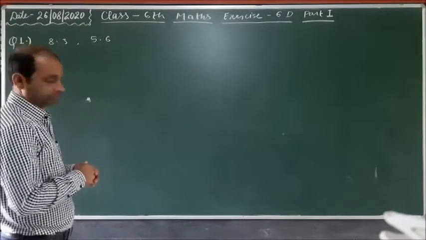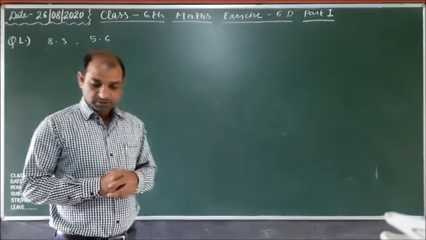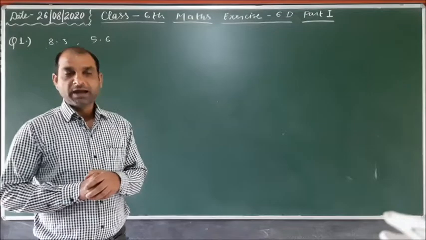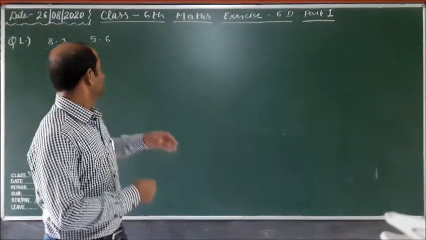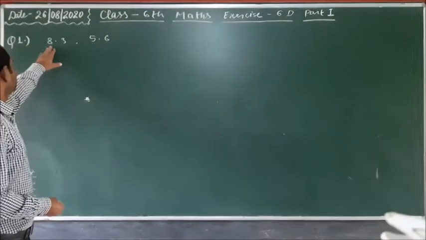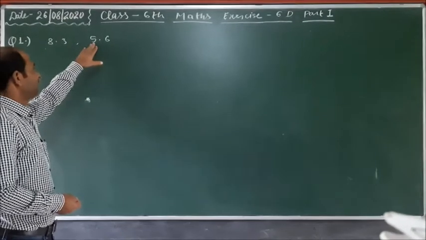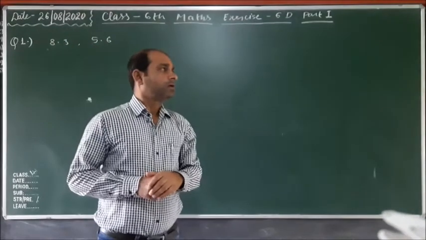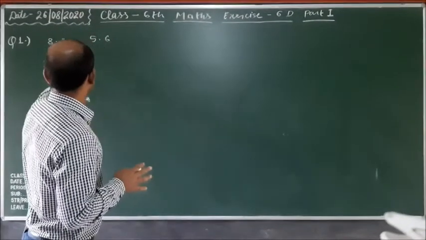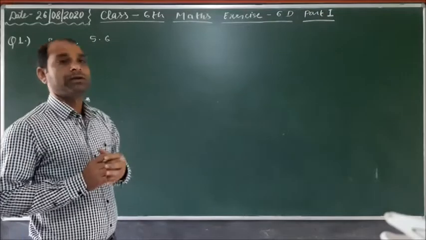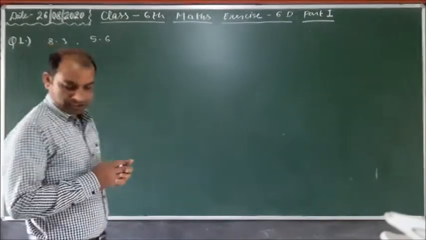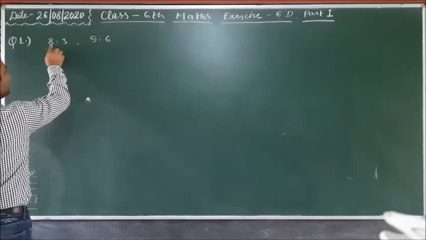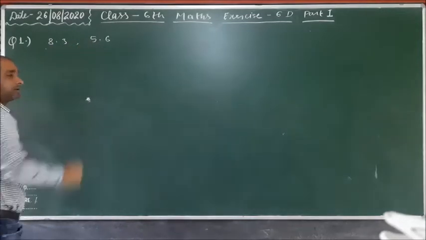This is the first video of this exercise, and question number first is add. Here we add 8.3, comma 5.6. Today I will show how we add two decimal numbers. So first we write 8.3 plus 5.6.